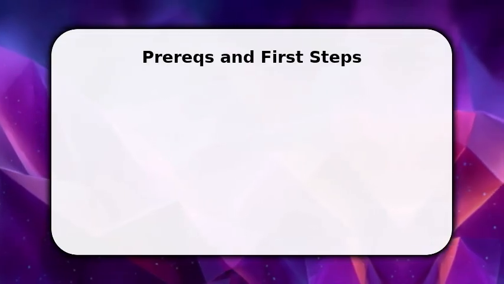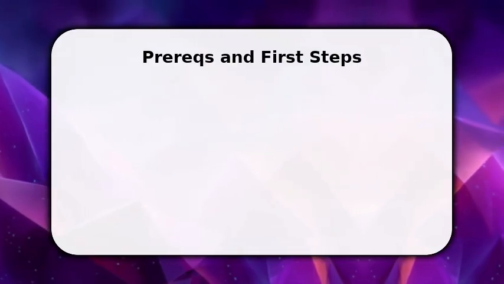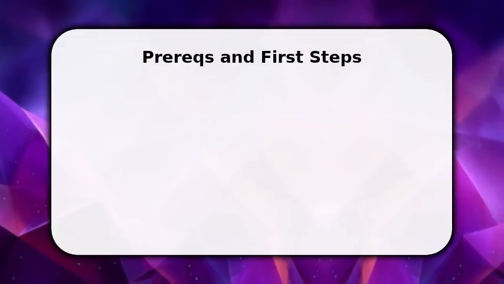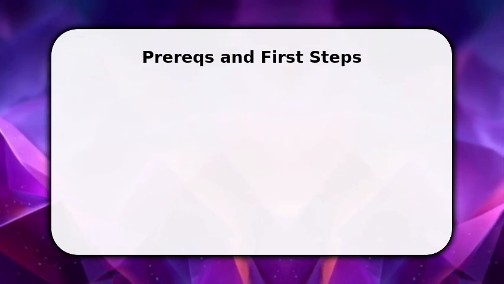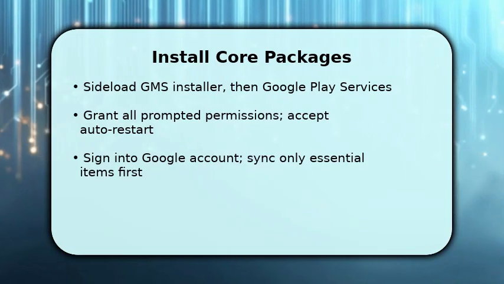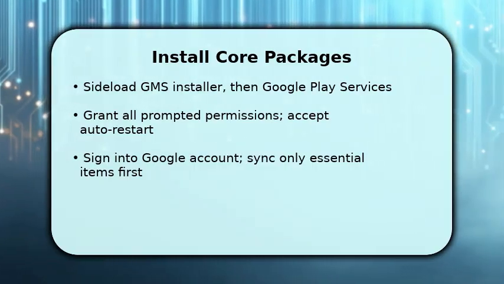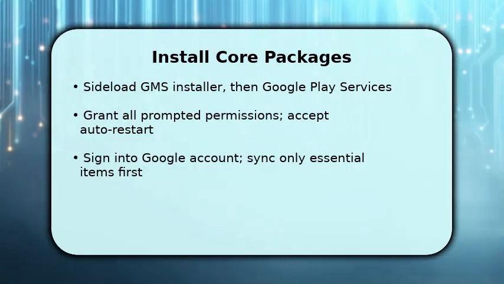You will download 2 packages, a lightweight installer and Google Services Framework. I'll guide you through installing them in the right order so permissions and accounts initialize correctly. You now sideload the GMS installer APK, tapping Install and granting every requested permission. This places core components. Next, install Google Play Services and Google Play Store, again allowing permissions and background installs.